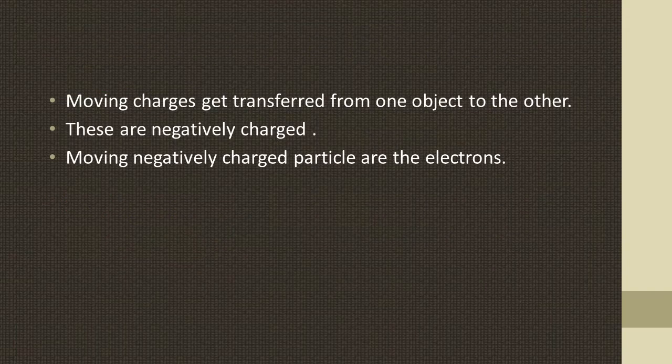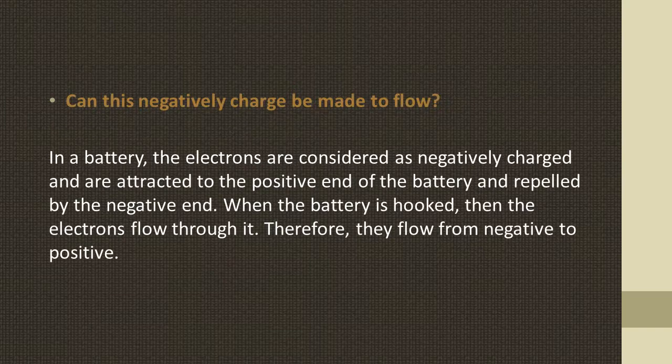Now moving charges get transferred from one object to the other. When the charge moves from one object to another, moving negatively charged particles are the electrons. So the electrons are moving from one object to another. Now, can this negative charge be made to flow? Negatively charged means electrons only.